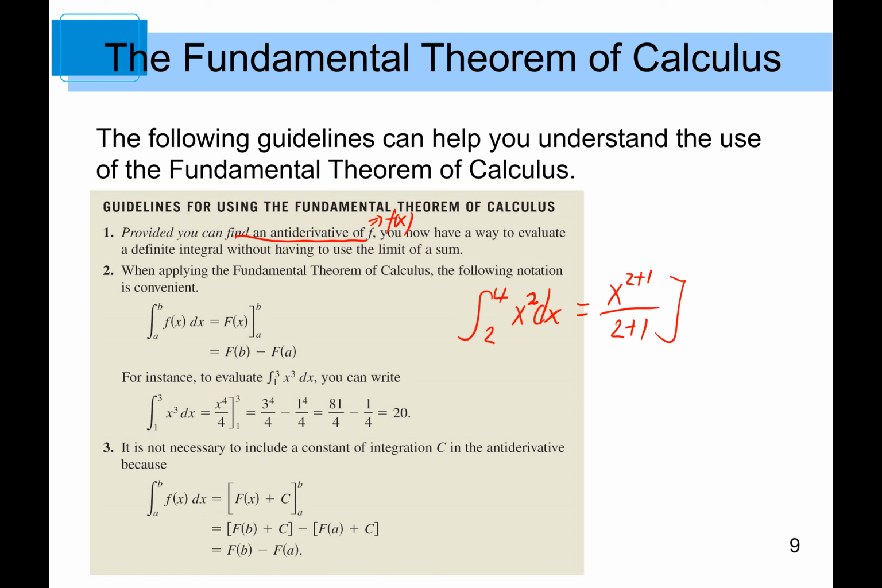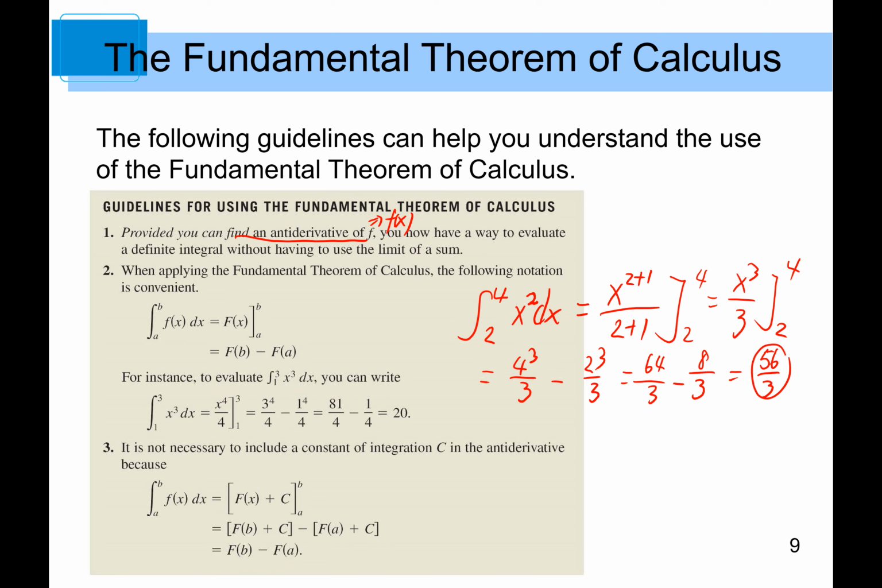So this is from 2 to 4. It's basically x cubed over 3 from 2 to 4. Now we're going to plug in 4 first. We get 4 cubed over 3 minus 2 cubed over 3. 4 cubed is 64 over 3, and 2 cubed is 8 over 3. 64 minus 8 is 56 over 3. So the answer turned out to be 56 over 3. So that's the area under the curve.